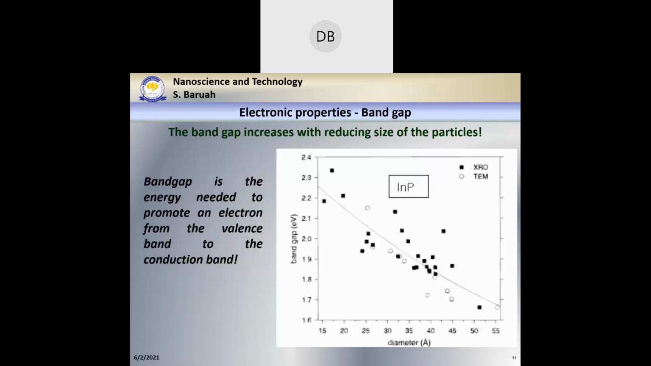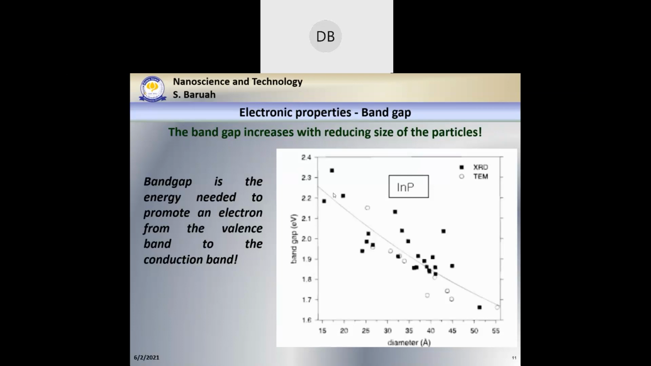Okay, so all those points that you see there, these are sizes or diameters measured using two different techniques. One technique is called X-ray diffraction, that is XRD. All those square dots, that's XRD, and the other one is from a transmission electron microscope image. So people have plotted and they see this trend coming in. So you see when diameter is less, that means as it goes smaller and smaller, the band gap goes on increasing.